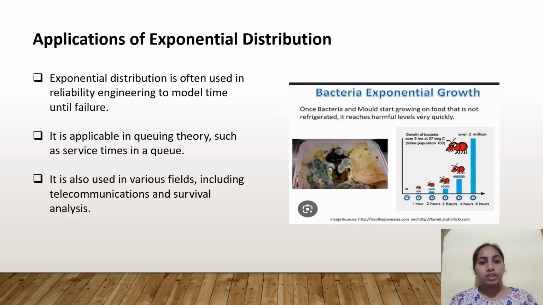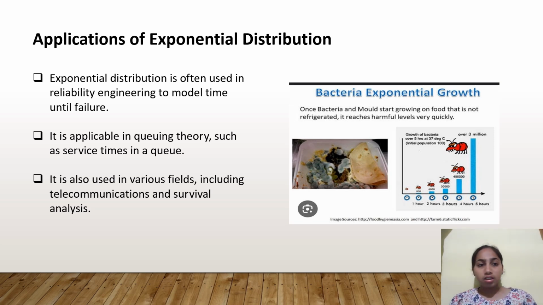And then the application of the exponential distribution. Exponential distribution is often used in reliability engineering to model time until failure. It is applicable in queuing theory, such as the service time in a queue. It is also used in various fields including telecommunications and survival analysis. In this picture we can see the example, that is bacteria exponential growth. Once bacteria and mold start growing on food that is not refrigerated, it reaches harmful levels very quickly. This is the graph which is behind it.